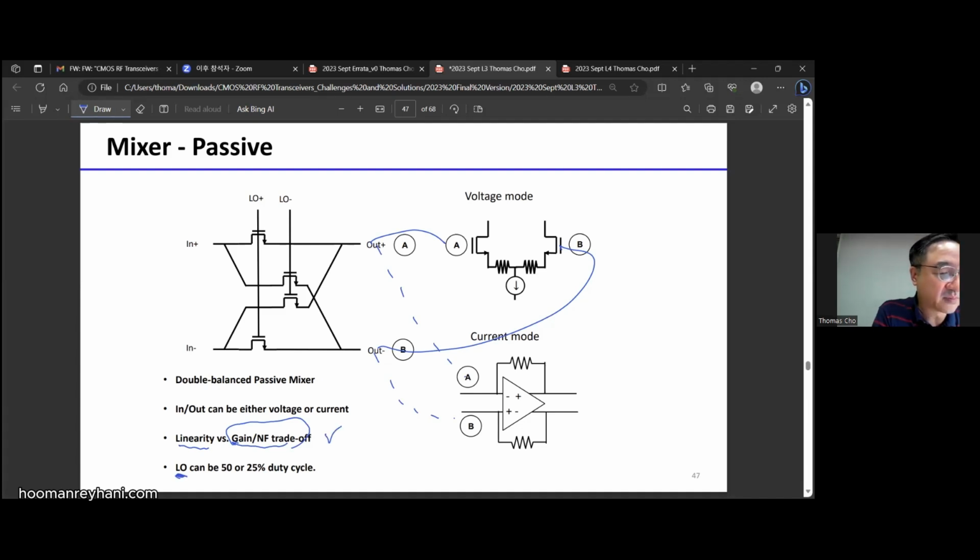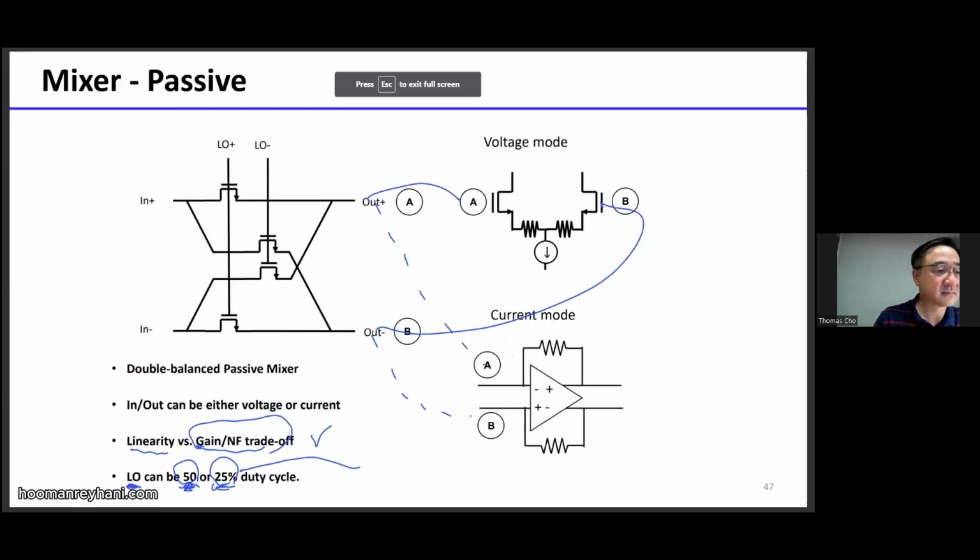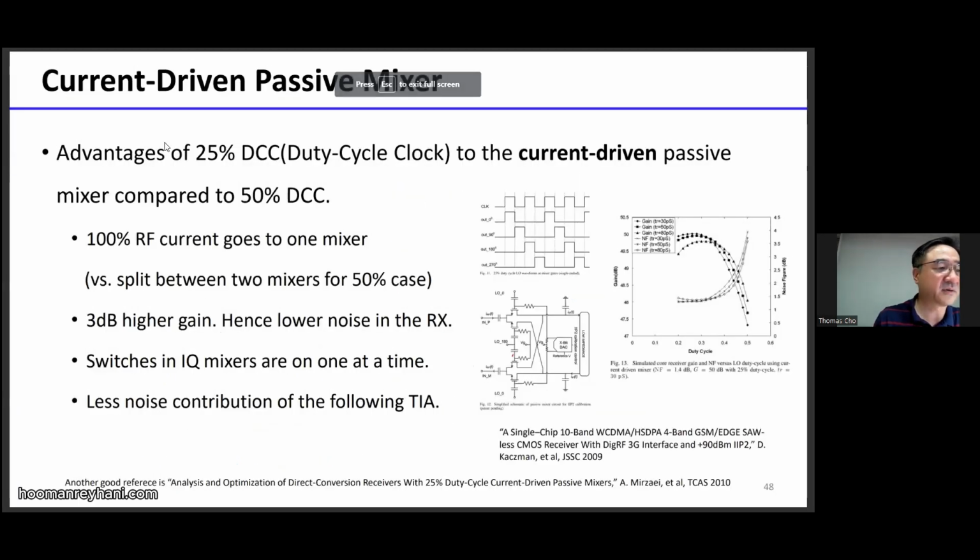Also, we'll talk later, but the LO can be either 50% or 25% duty cycle, and 25% duty cycle is often used these days. Initially people used the 50% duty cycle LO, but later they switched to 25% duty cycle because this potentially has a higher gain that you can achieve. We'll talk about that in a later slide. Yeah, this is the slide that talks about that.